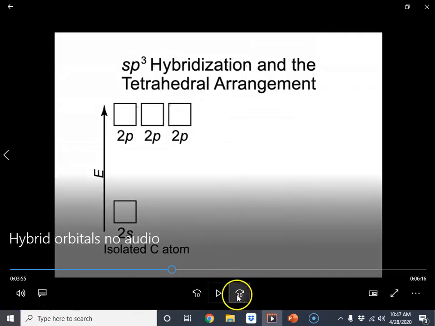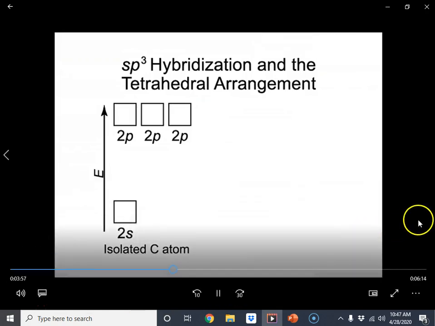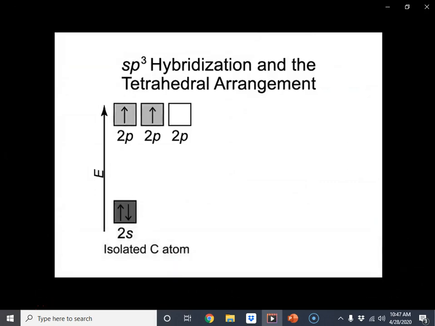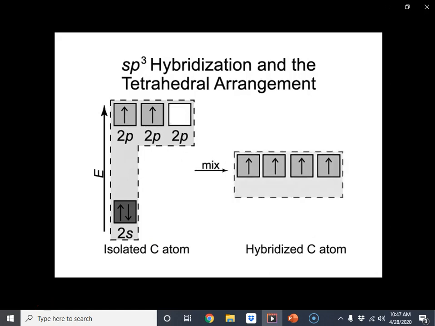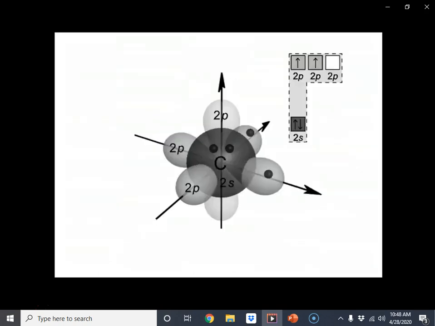So let us go back to our video. So here we have a carbon atom, and we have 2 electrons in the 2s, 2 in the 2p. We're going to mix them all though, and we have 1 s orbital, 3 2p's, so we get 4 hybrid orbitals. We'll call them sp3s because it's 1 s and 3 p's. The 4 electrons go in each one.